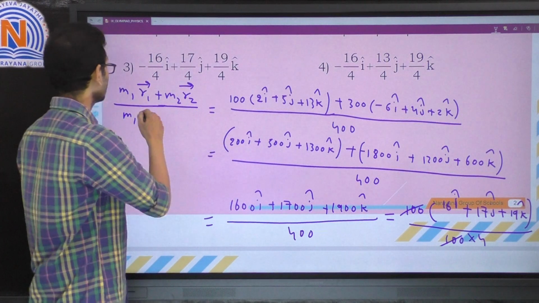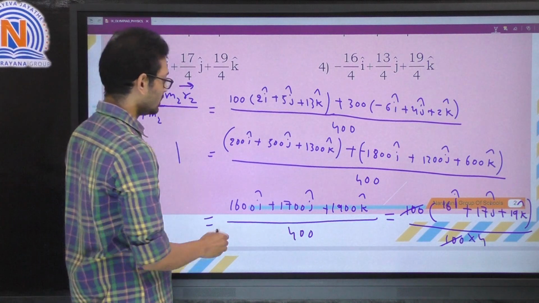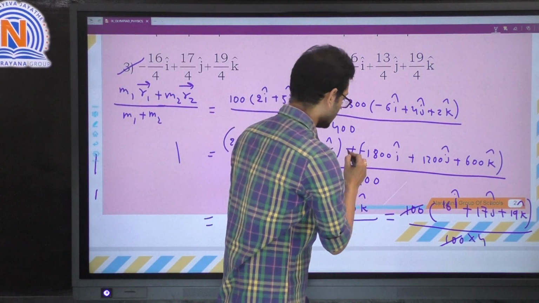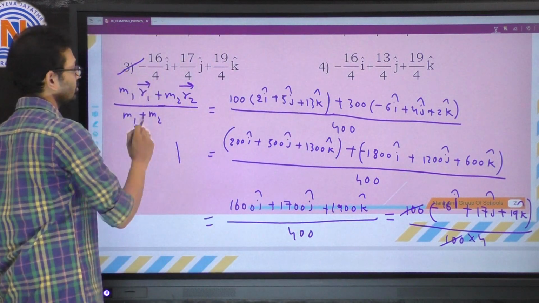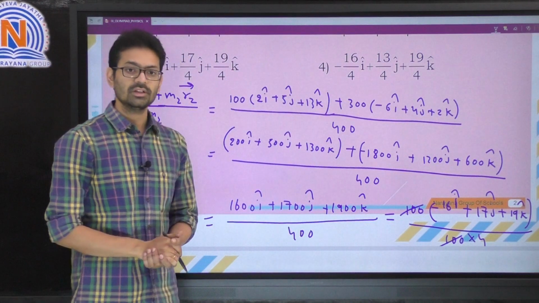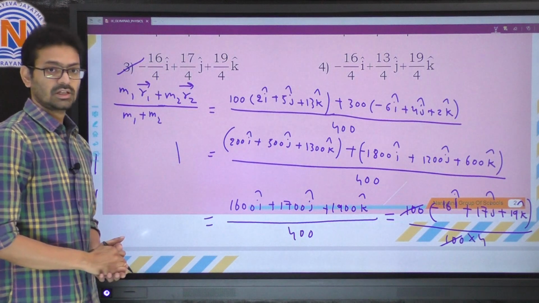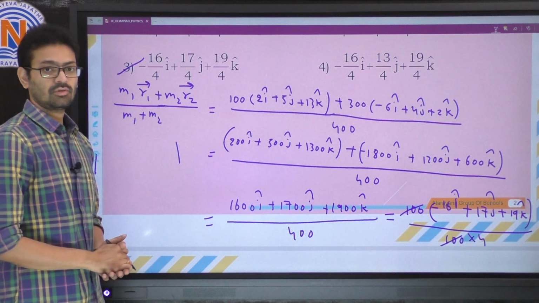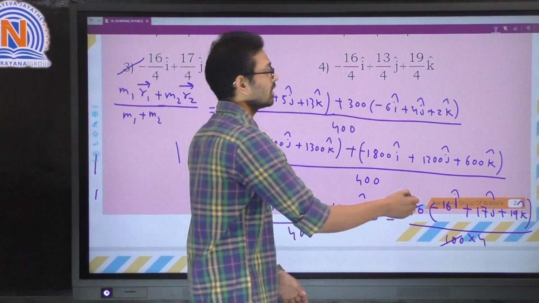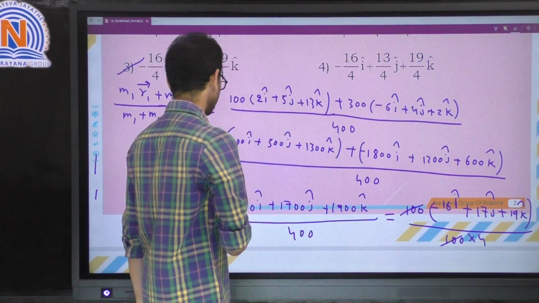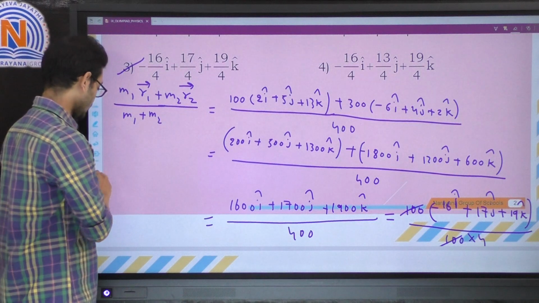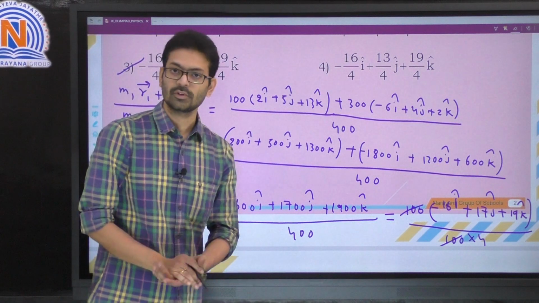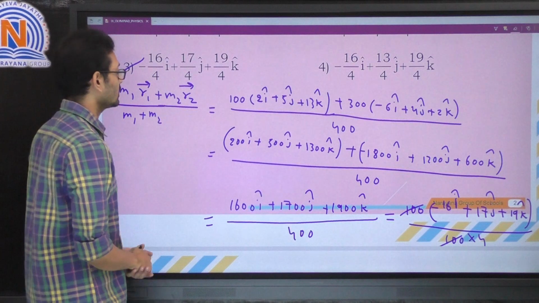So which option is it? Option number 1. First of all, this is minus, so plus into minus. So it is the first option: minus 16 by 4 i cap plus 17 by 4 j cap plus 19 by 4 k cap. So this is your answer and hope this is helpful for you. Let us proceed to the next question.